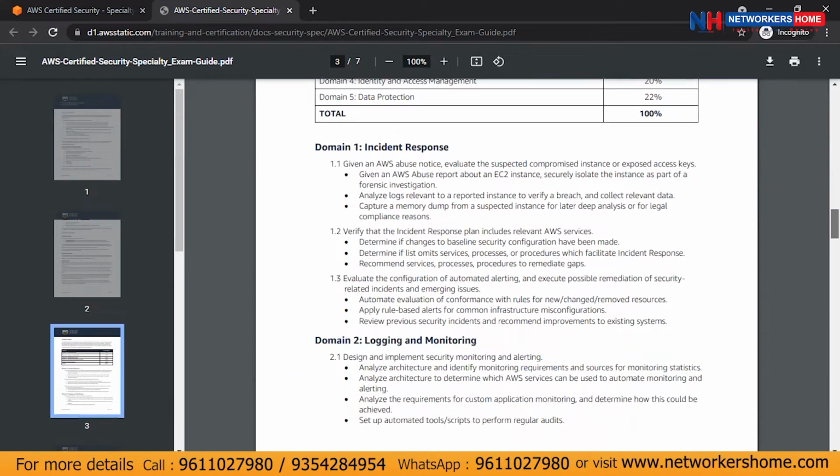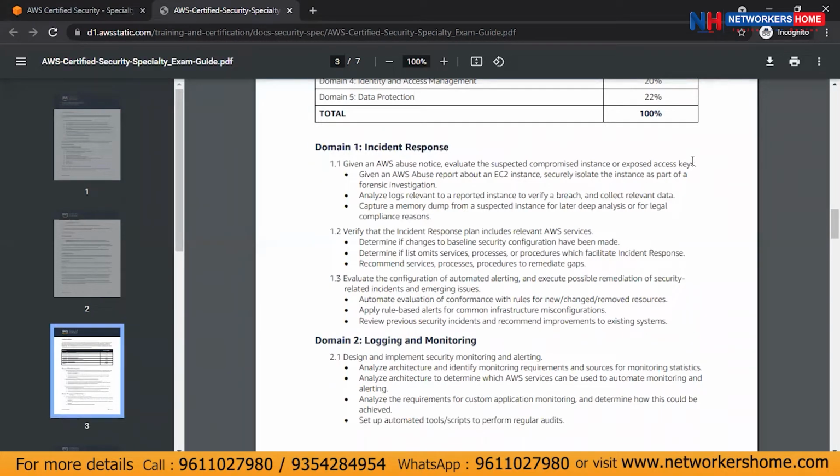And if you look at detailed information like incident response: given an AWS notice, evaluate the suspected compromised instance or exposed access key. Okay, what AWS does is keep monitoring all accounts and all resource activity. Let's say you have an instance launched in your account that is behaving in an unusual way, like running some hacking tools, trying to target some instances in the AWS cloud, maybe within your VPC, maybe targeting instances randomly. Usually you get a notification from AWS, an abuse notification.